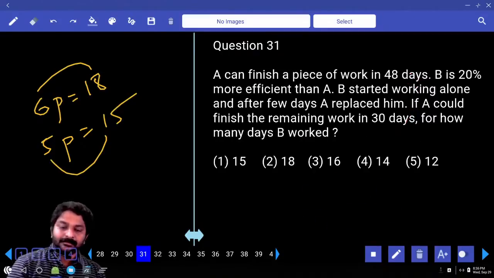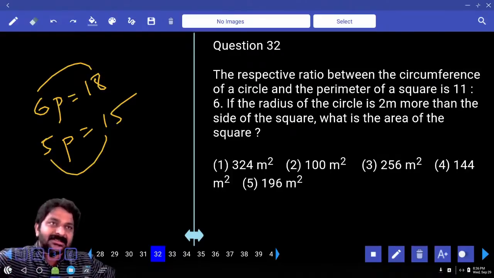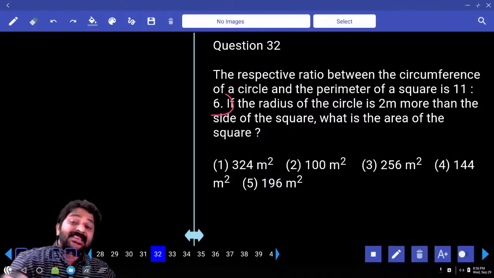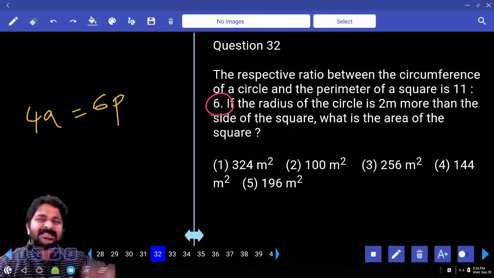Okay. Next. The respective ratio between the circumference of a circle and perimeter of the square is 11:6. If the radius of the circle is 2 meters more than the side of the square, what is the area of the circle? Right. Area of the square. Correct. What is perimeter of the square in terms of number of parts? Perimeter of the square is 6. Perimeter in the sense 4A only, which is equal to 6 parts. That means A must be a 3 multiple.